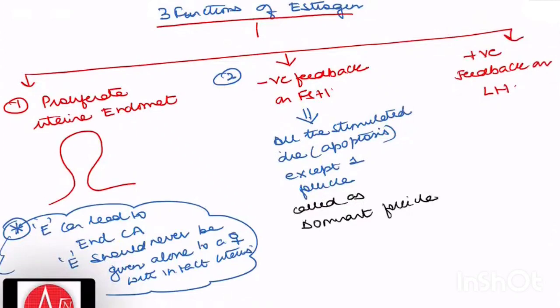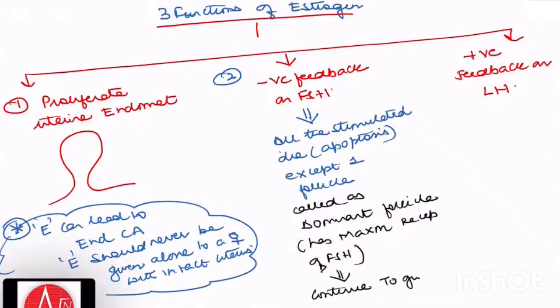Dominant follicle. ये dominant follicle इसलिए बच जाता है because it has maximum receptors of FSH. तो एक follicle बच गया, which will be your dominant follicle. And this dominant follicle will continue to grow.